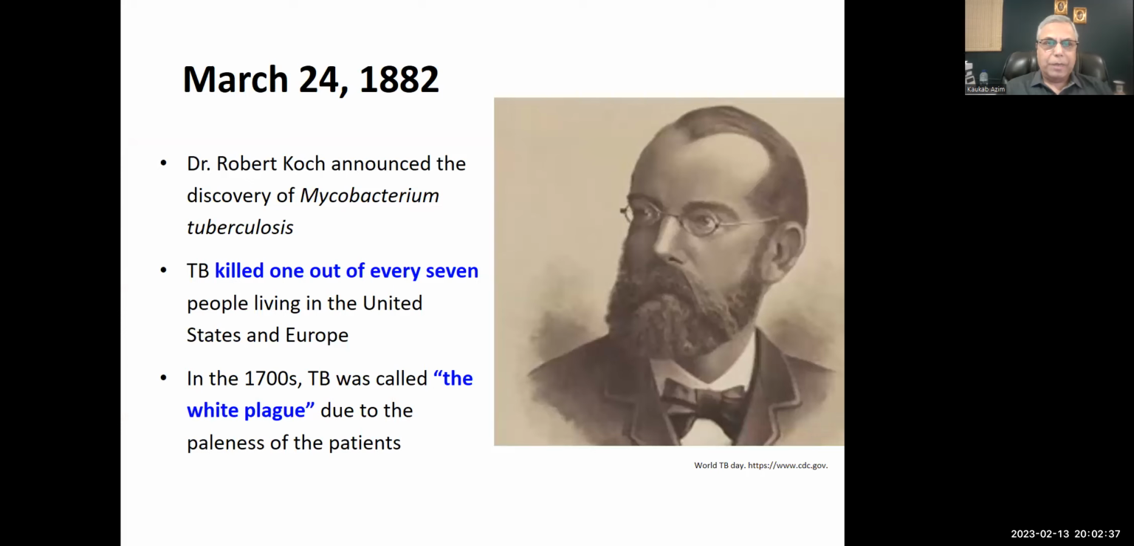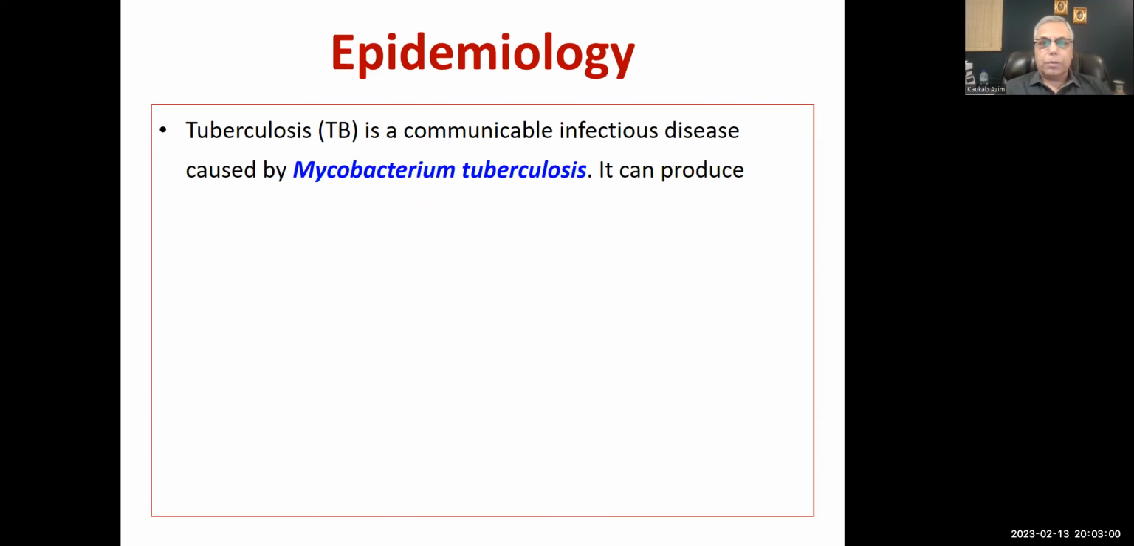So the mycobacterium was discovered in 1882 by Robert Koch. And at that time in United States and Europe, a lot of people were dying of tuberculosis, and they say 1 out of every 7 persons was dying because of tuberculosis. It was known as the white plague. So tuberculosis is a communicable infectious disease caused by Mycobacterium tuberculosis.